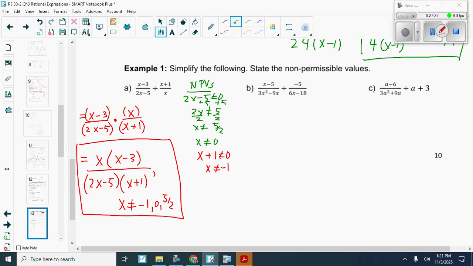Does order matter on your restrictions? No, it's just convention. I'm not going to take off a mark if you did it in the order that you solved it. But you're just going to notice that I'm going to write it in ascending order.